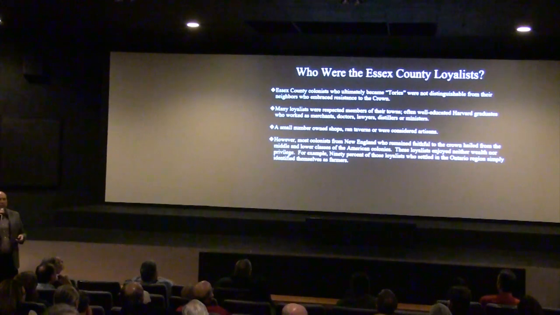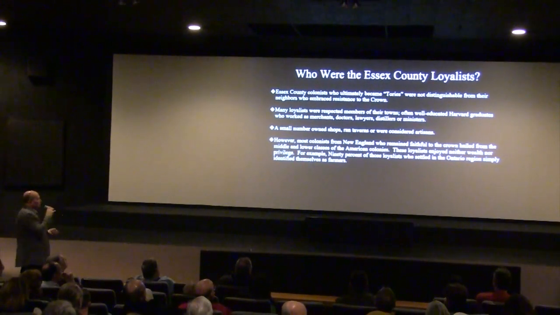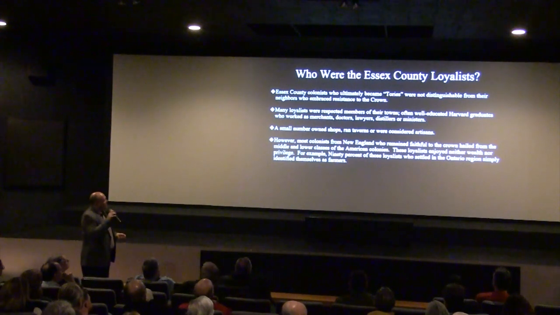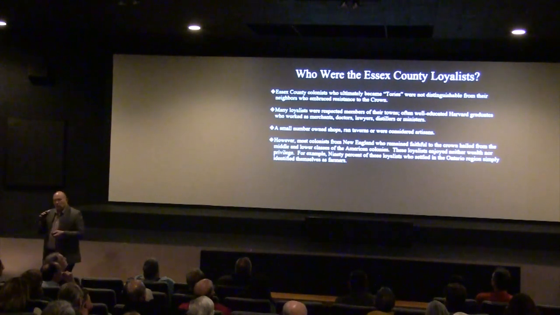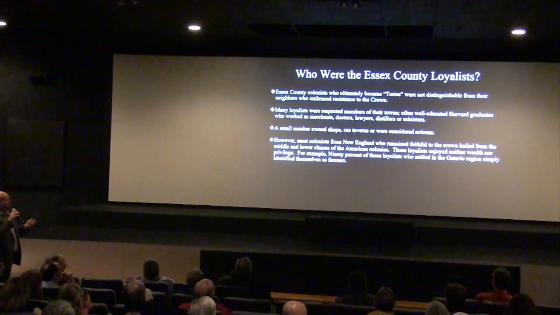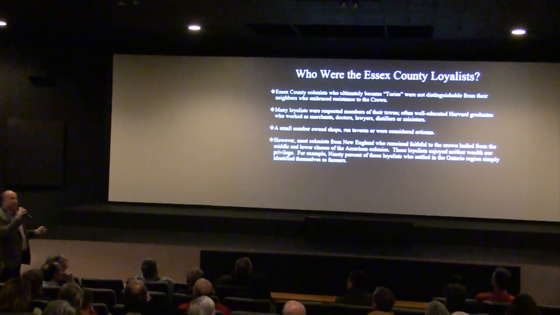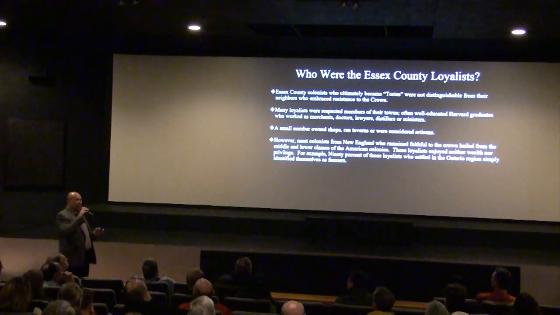Most of the colonists who came from New England and remained faithful to the crown actually came from the middle or lower classes of the American colonies. These loyalists had neither wealth nor privilege. One study of those loyalists who settled within the Ontario region found that 90% of them identified simply as farmers. Most of them didn't have massive tracts; they had small tracts of land, usually under 200 acres per person.